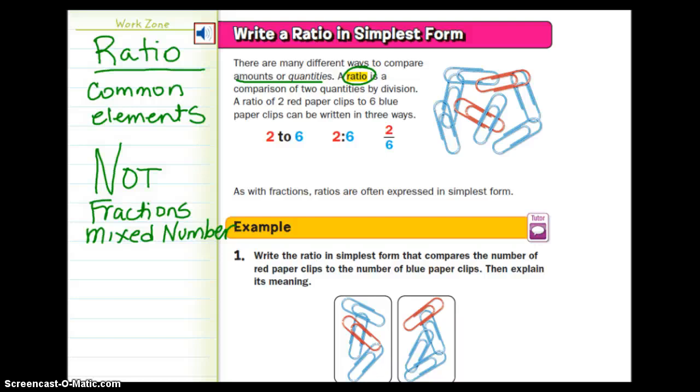There are 3 ways to write a ratio. You can use the word to, you can use a colon, or you can represent it as a fraction. But again, remember, it's not a fraction, but it can be represented as a number over a number. In this case, they're talking about red paper clips and blue paper clips. So we know that there are 2 red and 6 blue. So then the ratio is 1 red to 3 blue paper clips.